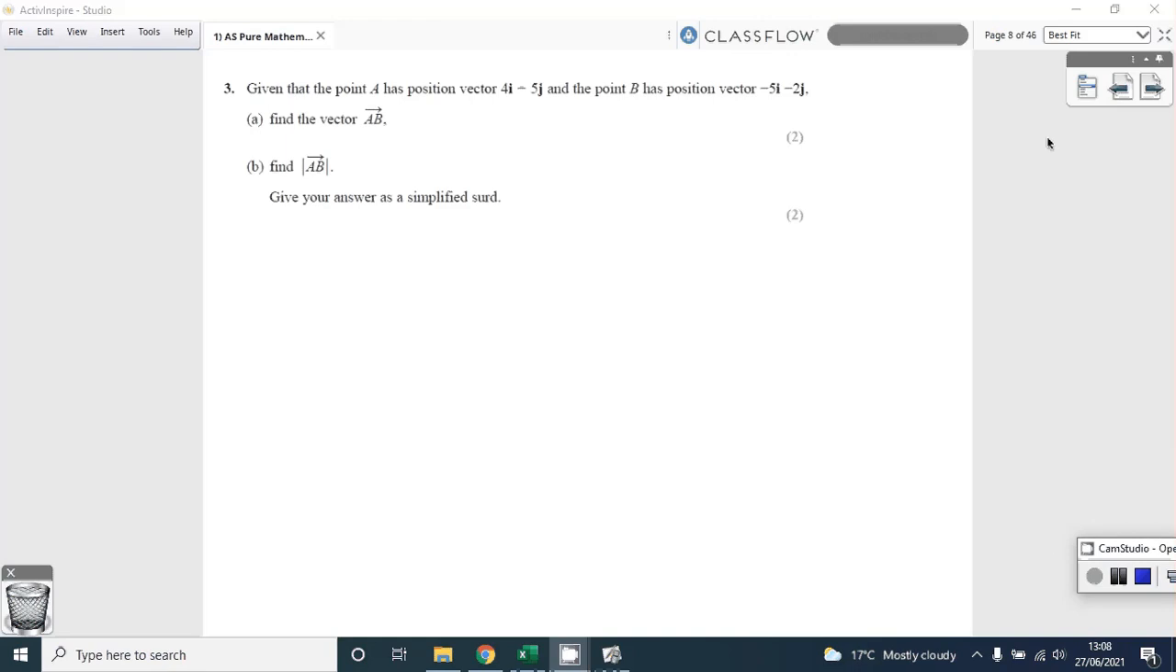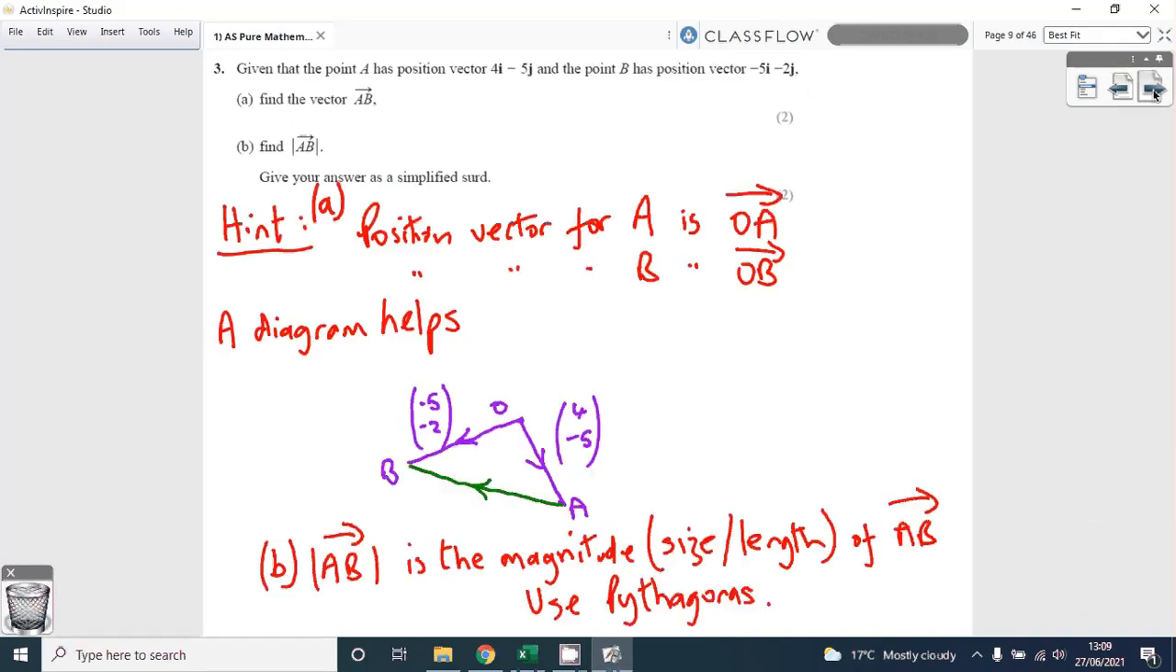Question 3. So pause it now if you just want to read the question before I move on to the hint. So remember that a position vector is the vector from the origin to A. So the position vector for A is the vector from O to A, and the position vector for B is the vector from O to B.